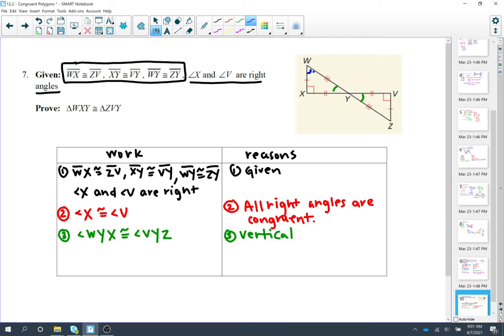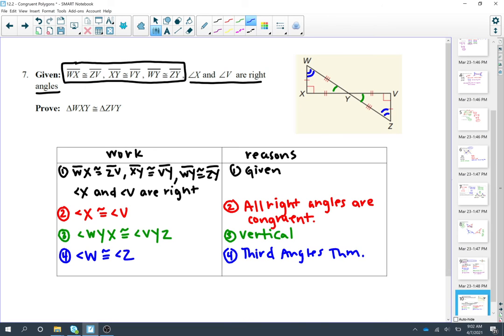The last one I need is angle W and angle Z. So I'd probably try to be looking if I had parallel lines, because they might be alternate interior, but there's nowhere on the picture that marks the lines as parallel, so I can't use that. But I do already know that 2 angles are congruent from step 2 and 3. So if I know 2 angles are congruent, then by the third angles theorem, I can conclude that the third angle is congruent. So angle W is congruent to angle Z, and that is the third angles theorem.